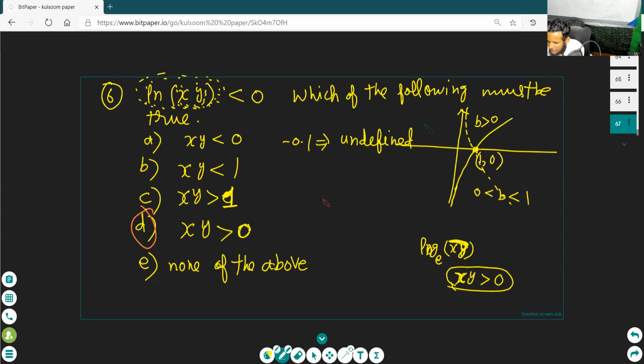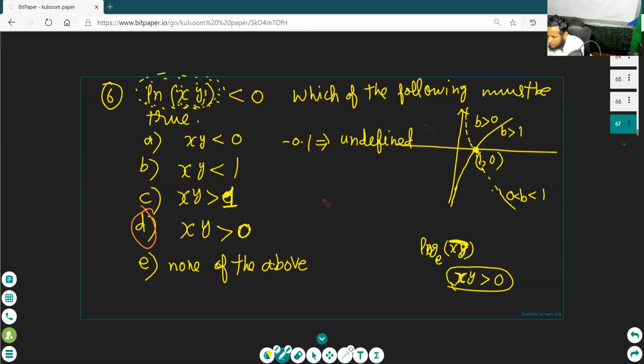You see the graph. Which case is for this graph? Which graph will be the graph of this? It is graph C. If you remember the graph, then you can find. This is the graph for b greater than 0.